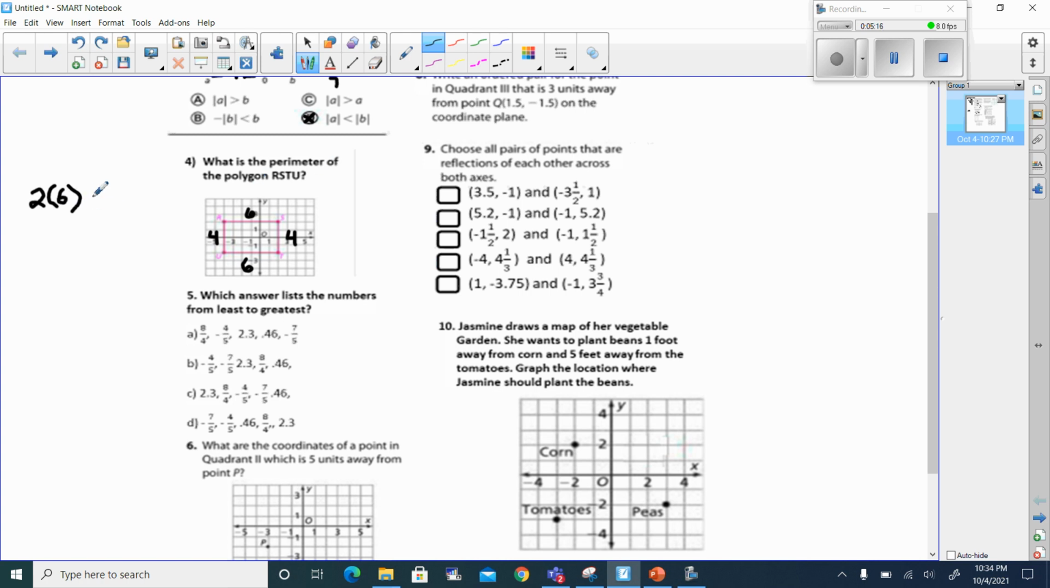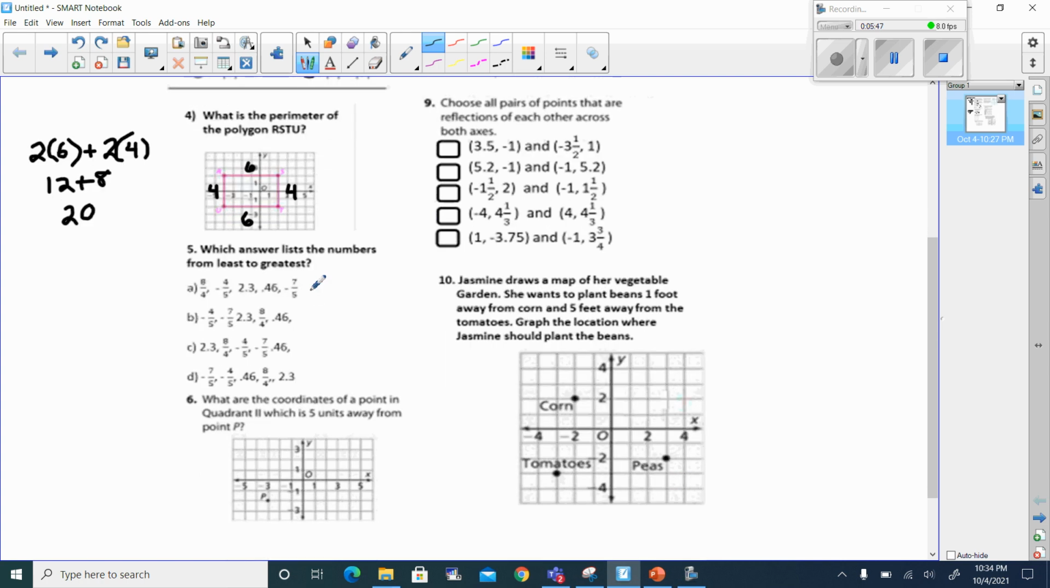Remember, they're looking for the perimeter, and that's how far something is around. So now I have 2 times 6 and 2 times 4. 2 times 6 is 12, and 2 times 4 is 8. So the total perimeter is going to be 20, because 12 and 8 make 20.